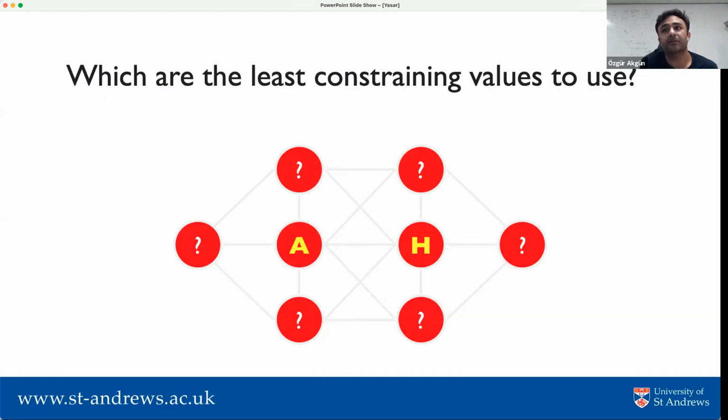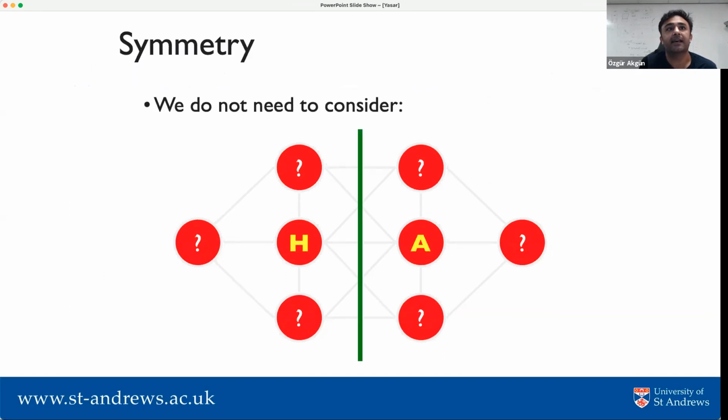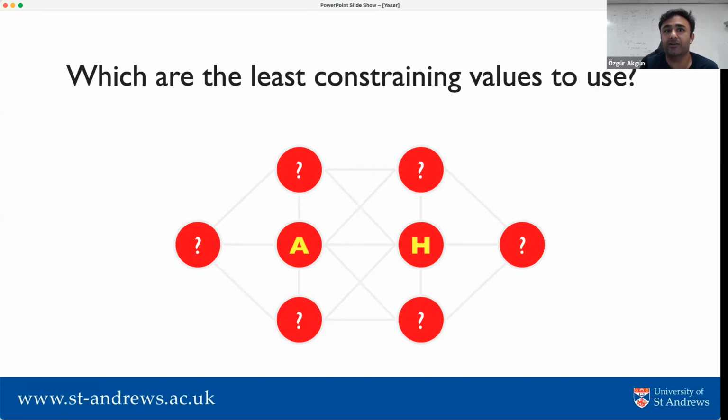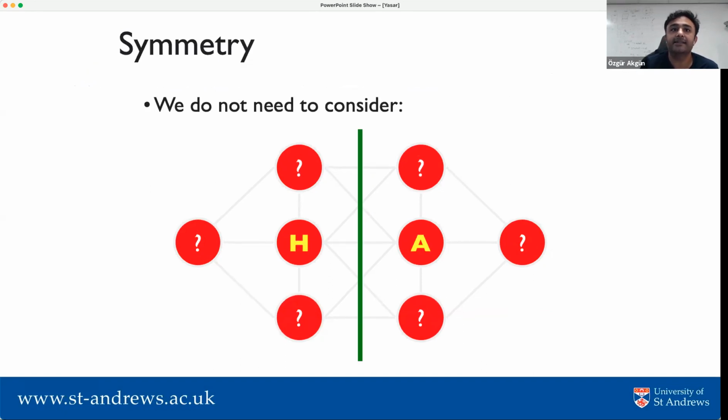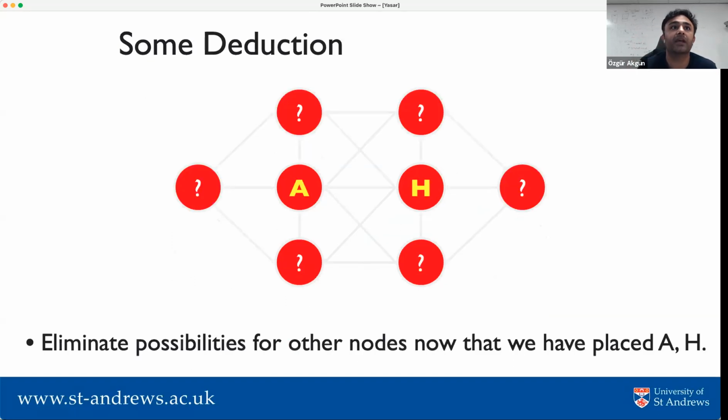Okay, so what happens if you make this placement? What's the effect of that? Oh, I wanted to highlight this. Some people might think, why are you doing AH rather than HA? These are symmetric solutions to each other. So if you have this sort of case, you can break the symmetry by arbitrarily choosing one of them. In this case, we know we don't have to consider HA. If AH doesn't lead to a solution, HA will not lead to a solution either, because they are mirror images of each other. So you can make some deductions at this point, right?